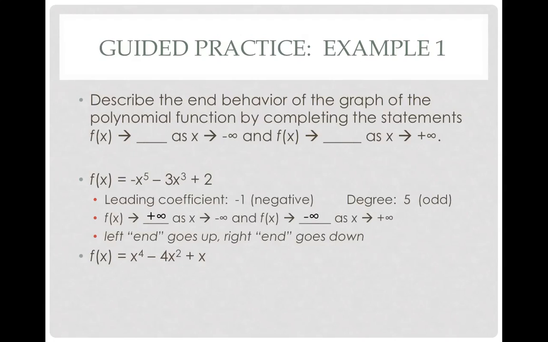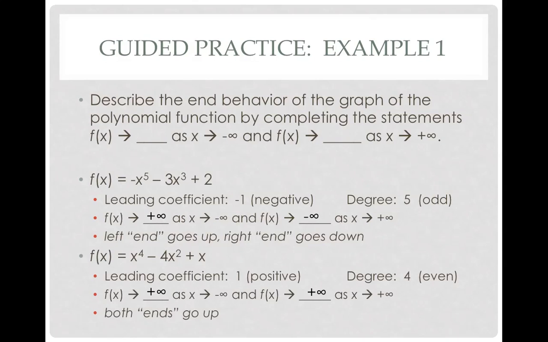All right, so in the first case we had a leading coefficient of -1 and a degree of 5. So a negative a sub n with an odd degree tells us that f of x is going to go to positive infinity as x goes to negative infinity, and f of x is going to go to negative infinity as x goes to positive infinity. So what we're saying is the left end goes up and the right end goes down.